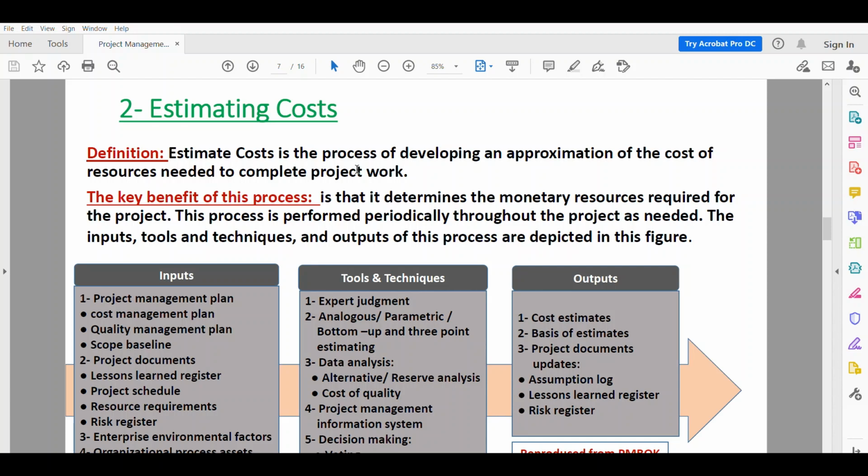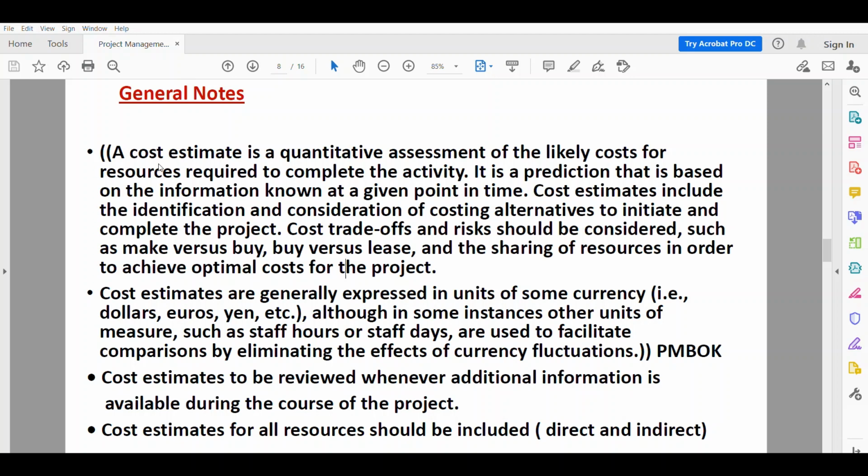So the inputs, as we mentioned now, I just want to talk about the inputs, the enterprise environmental factors. I want to talk about the exchange rates and inflation. So I just wanted to talk about some of these general notes. And I actually copied this from the PMBOK.